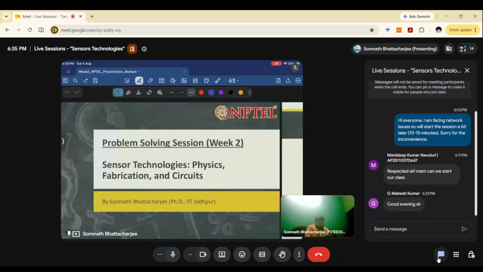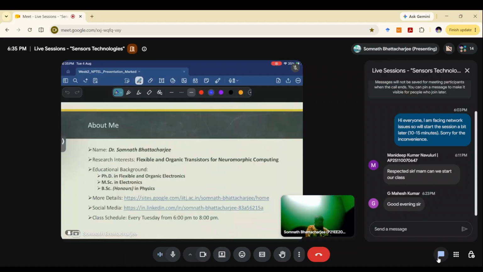Now, my name is Dr. Somnath Bhattacharya, and I have recently completed my PhD from IIT Jodhpur in flexible and organic electronics. My research was towards flexible and organic transistors for neuromorphic computing applications. Previously, I have completed my master's in electronics and bachelor's in physics.